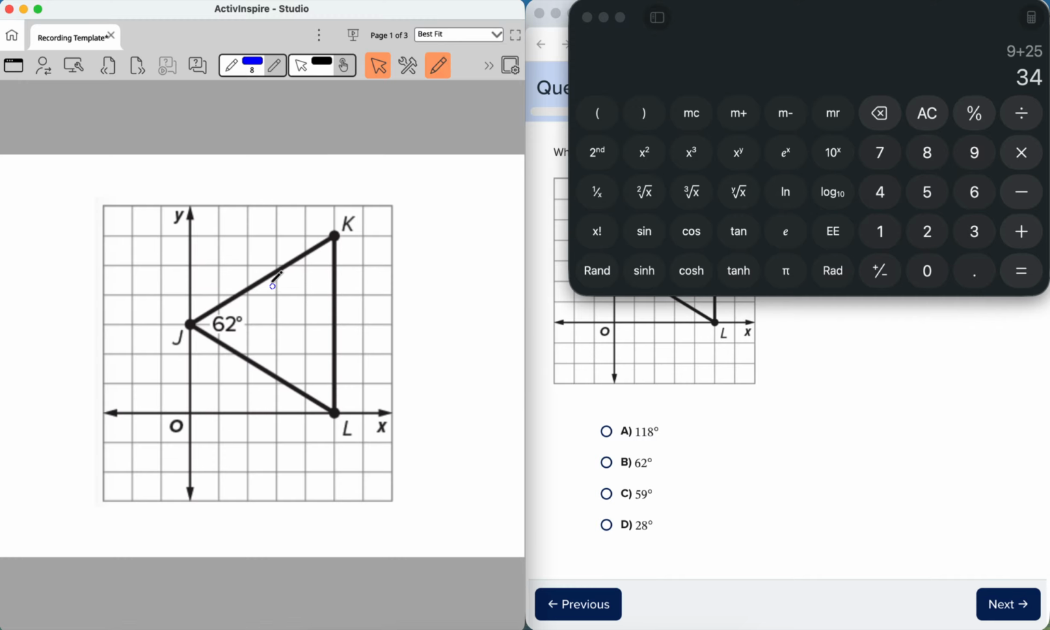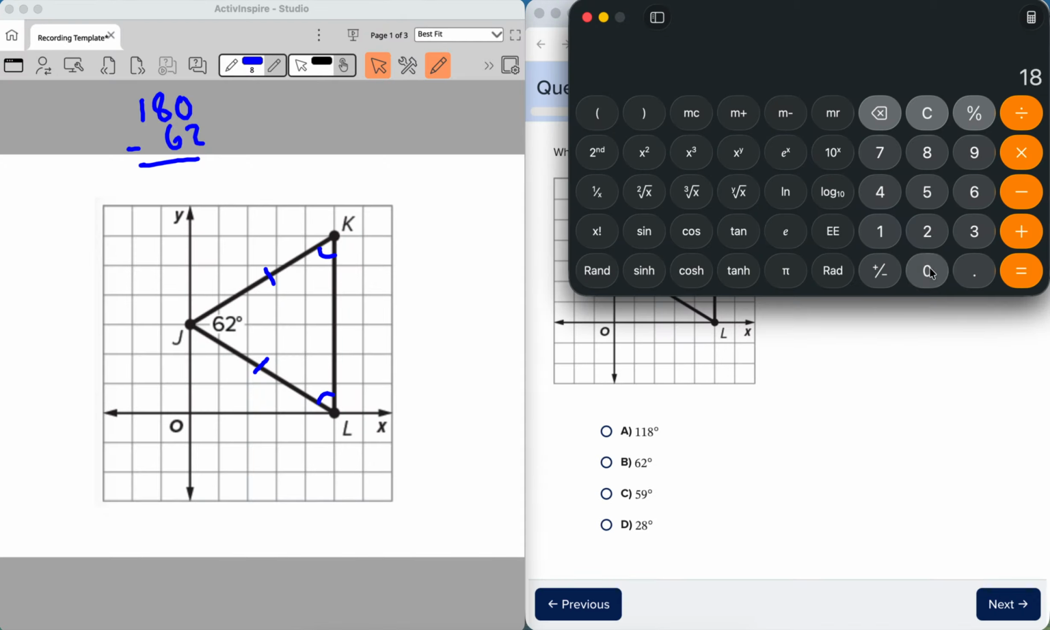So I'm just going to mark some new things. Now that we know that these are the same length, that tells us that these angles are also congruent to each other. That is a property of isosceles triangles. These two base angles are going to be the same measure. So if you were assuming at the beginning that they are the same, you were correct. 180 minus 62, pretending I'm not going to use the calculator to do that, 180 minus 62 gives us 118 degrees.